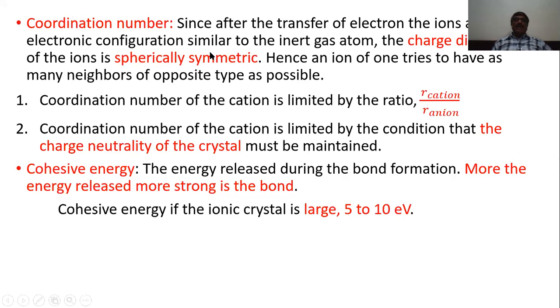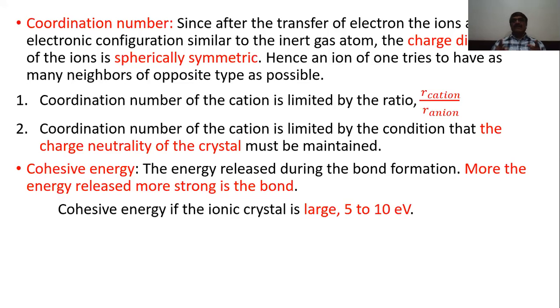Now, what happens is that when transfer of electron takes place, both the atoms become stable. Their electronic configuration is stable because their octet is completed, and it becomes equivalent to the nearest inert gas atom. In an inert gas atom, the charge distribution, that means the charge of the electrons, is symmetrically distributed. So that's why attraction between two inert gas atoms is not possible. Same thing.